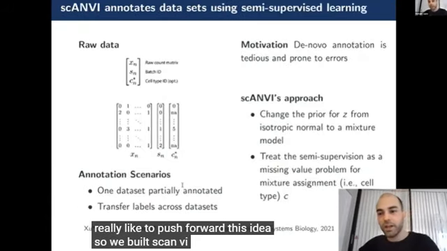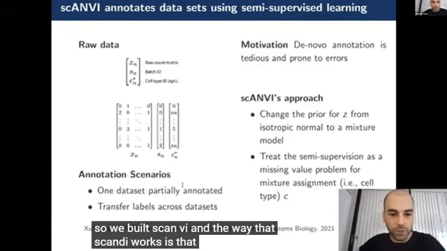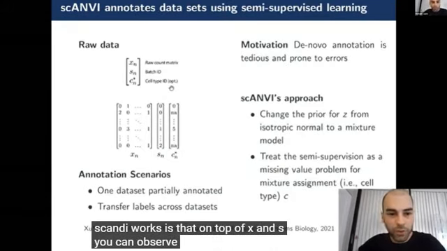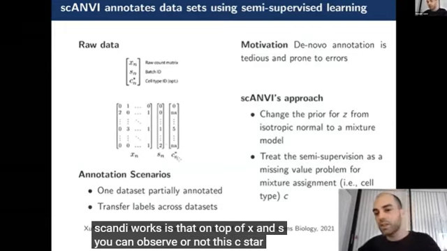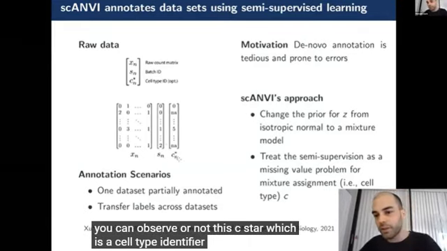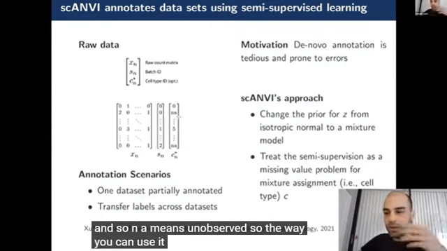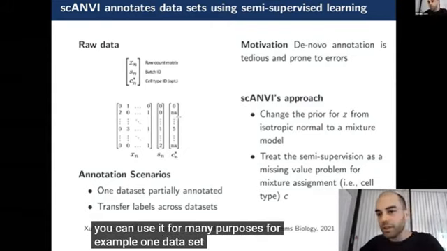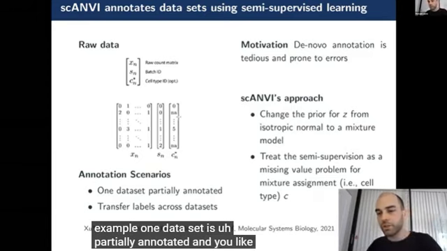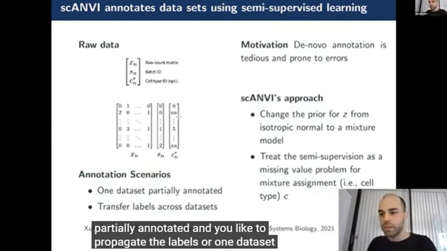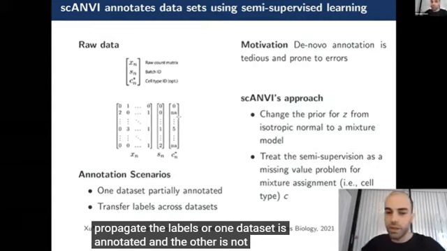So we built scANVI, and the way that scANVI works is that on top of X and S, you can observe or not this C star, which is a cell type identifier. And so NA means unobserved. So you can use it for many purposes. For example, one data set is partially annotated and you'd like to propagate the labels, or one data set is annotated and the other is not.